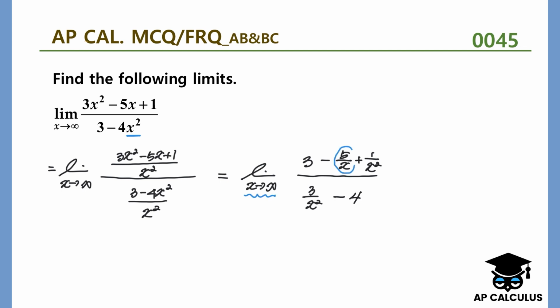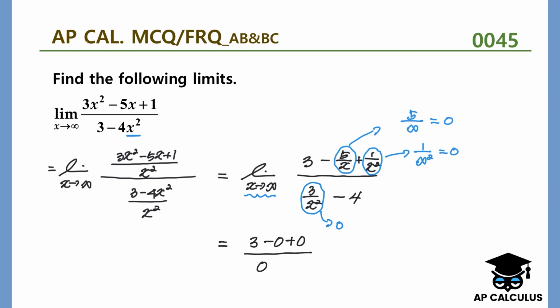this term right here approaches 0, right? Because of 5 over infinity. If we have infinity in the denominator, that's going to be equal to 0. That approaches 0, right? Also, this one, 1 over infinity squared, that's 1 over infinity, right? So that approaches 0. This one also approaches 0, right? So that's going to be equal to, we have 3 minus 0 plus 0 over 0 minus 4. So the answer must be 3 over negative 4.